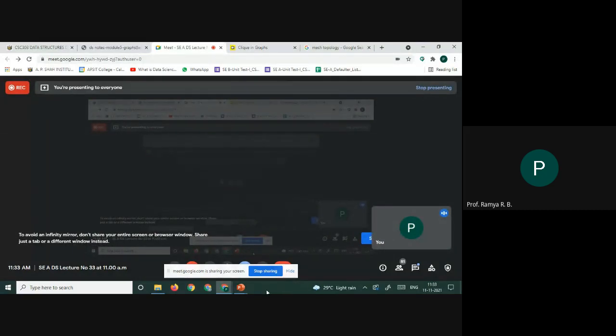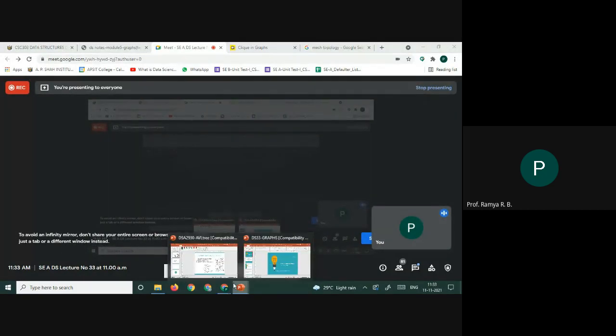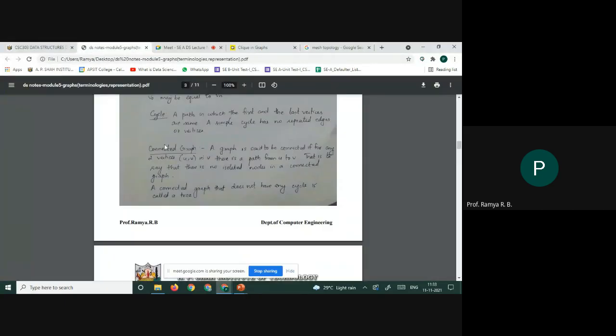Okay, I was talking about connected graphs. What is a connected graph? A graph is said to be connected if for every pair of vertices u comma v in your graph, there is a path. I was asking you whether you have heard about the term mesh networks. Mesh suna hai? Yes, ma'am.